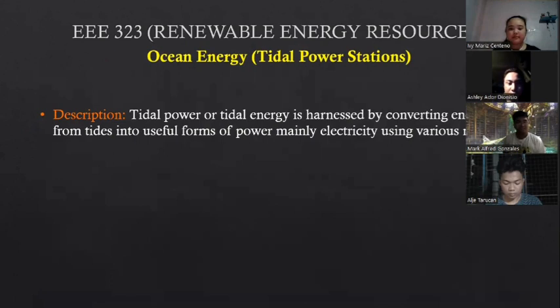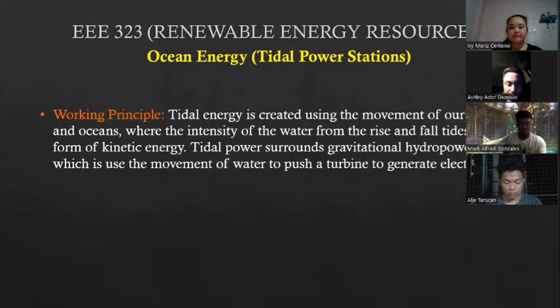Now, we are here to talk about tidal power in general. Tidal power is harnessed by converting energy from tides into useful forms of power, mainly electricity, using various methods. This will be discussed later on. But first, we are going to talk about how these tides are used.